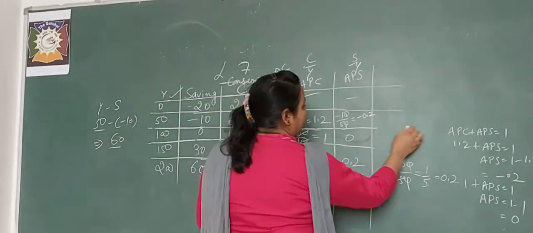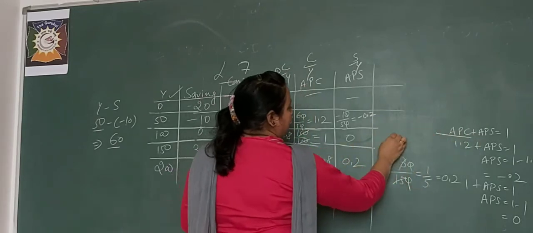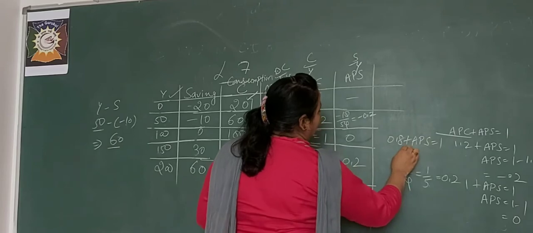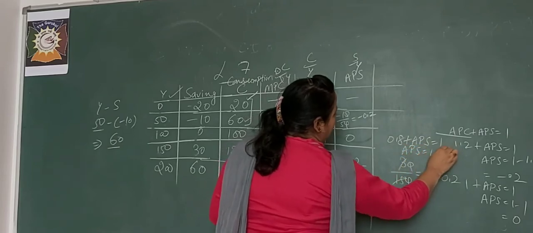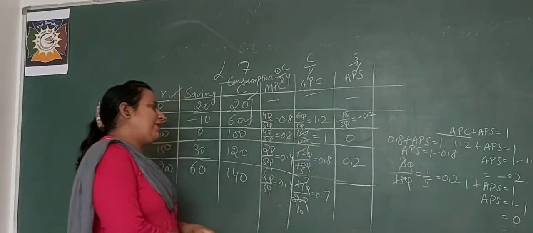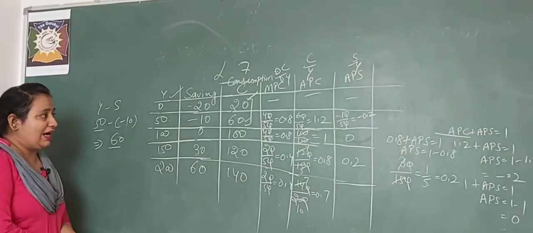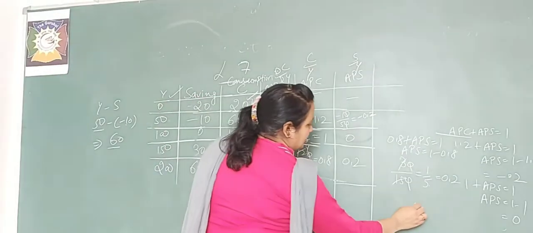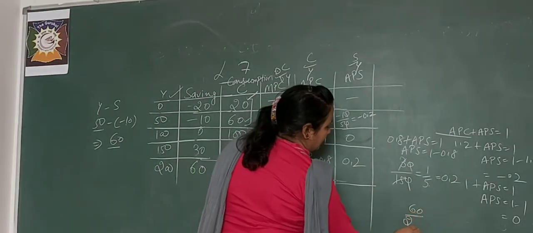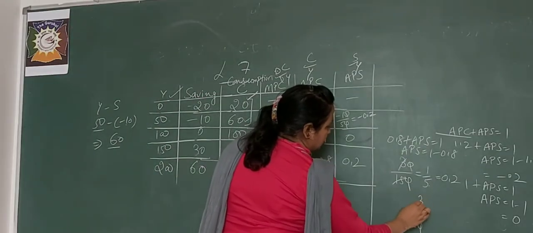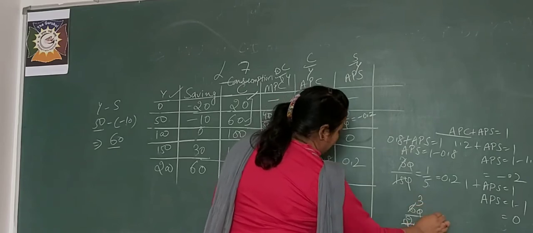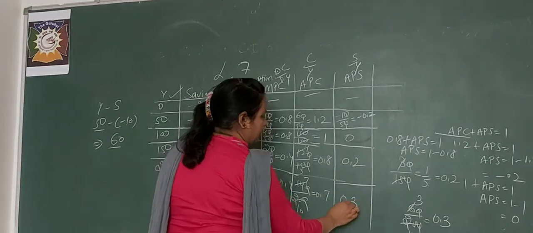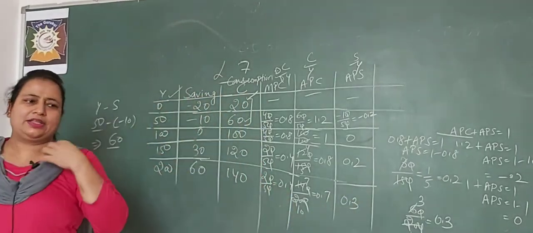So I will apply APC 0.8, APS is equal to 1 minus 0.8, that will be 0.2. The last one I have is 60 upon 200, that will be 0.3. If I apply it here, this will be 0.3. Okay beta, you can find it easily.